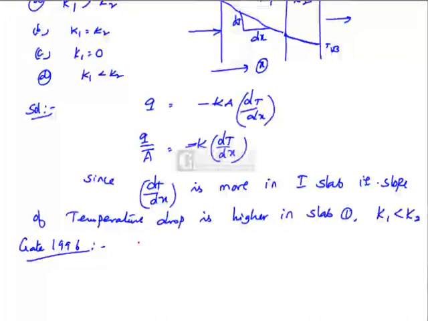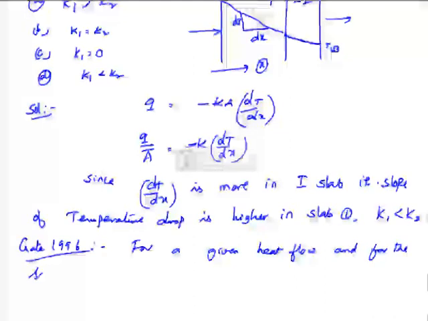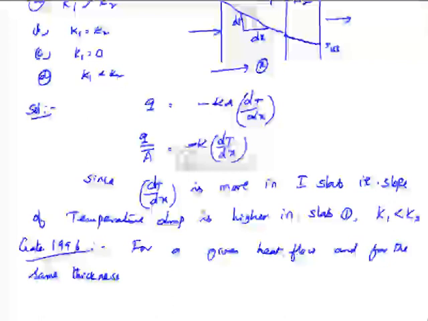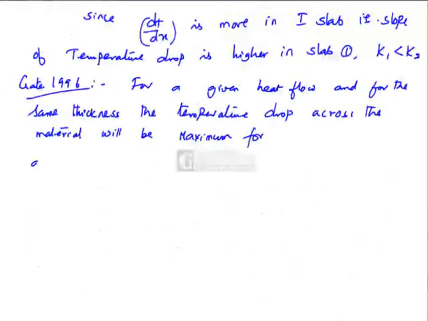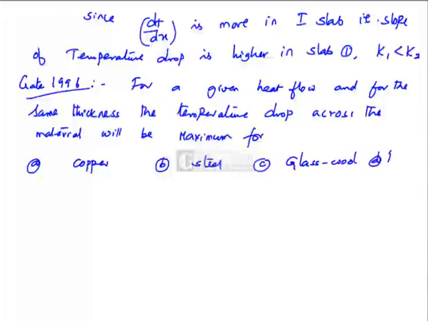1996. For a given heat flow, and for the same thickness, the temperature drop across the material will be maximum for A, copper, B, steel, C, glass wool, D, refractory brick.